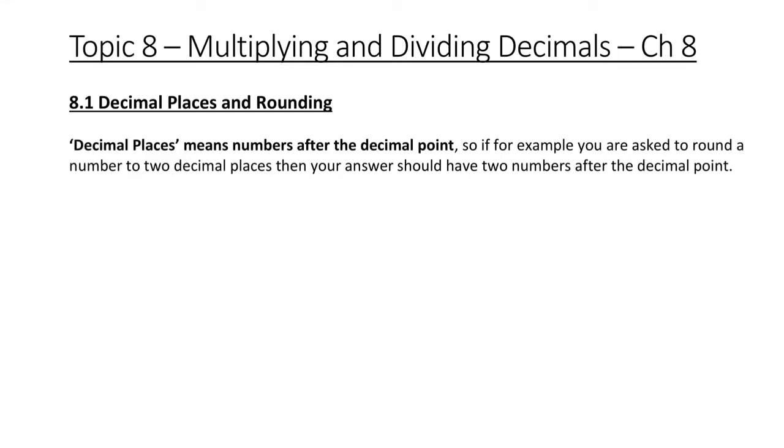Topic 8, multiplying and dividing decimals. 8.1 decimal places and rounding. Decimal places means numbers after the decimal point. So for example, if we had 7.564, we've shown here 3 decimal places, and sometimes we denote it as DP for decimal places.